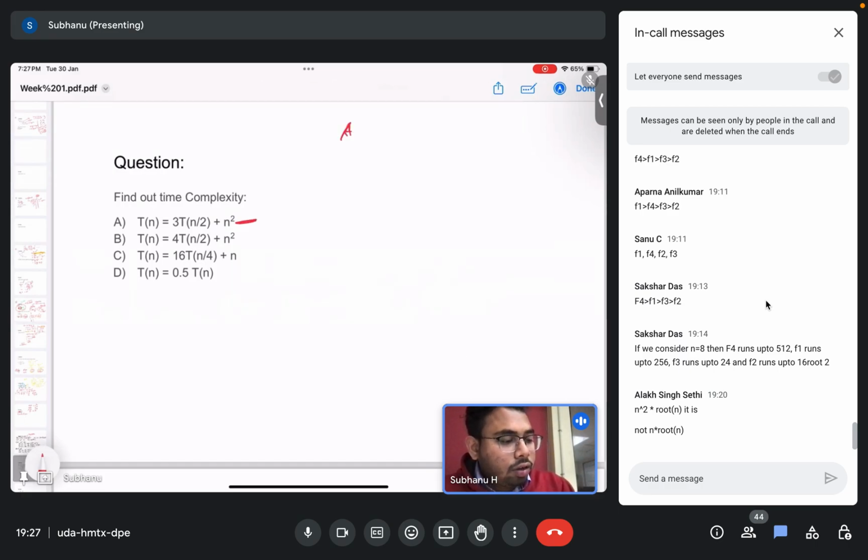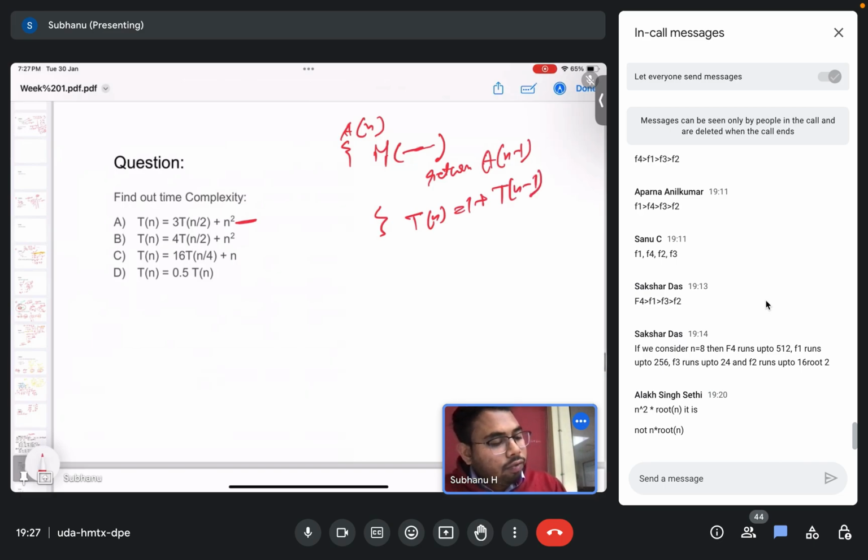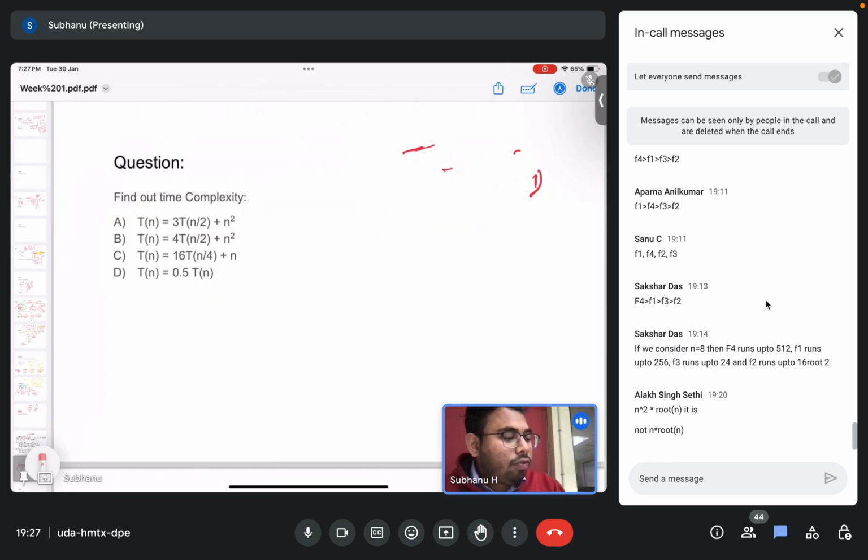I already showed you that for a is equal to n, if there is some work, and then you are again calling this function only, like this, A of n minus 1. So this was your recursive equation. Then we formulated that Tn is equal to 1 plus Tn minus 1. For this case I have already formulated this type of equation: Tn is equal to 3Tn by 2 plus n square. So you have to use the master theorem and find the time complexity of this.